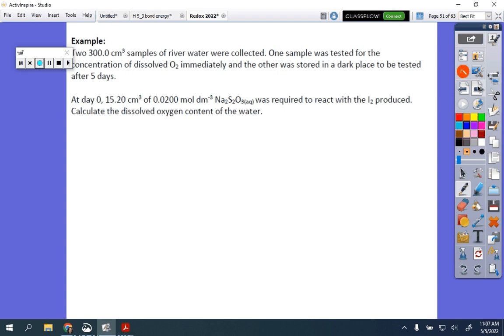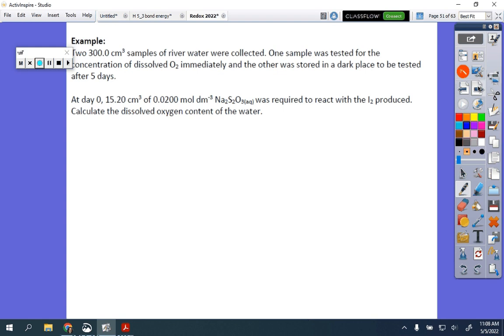All right, so we're just looking at day 0. Immediately after, it tells us that a certain volume of a certain concentration of sodium thiosulfate was required to react with the I2 that was produced. And it says calculate the dissolved oxygen content of the water. So here we've got a volume and a concentration, and then we have a mole to mole ratio of 1 mole oxygen to 4 moles thiosulfate that can take us from moles of sodium thiosulfate to moles of oxygen.